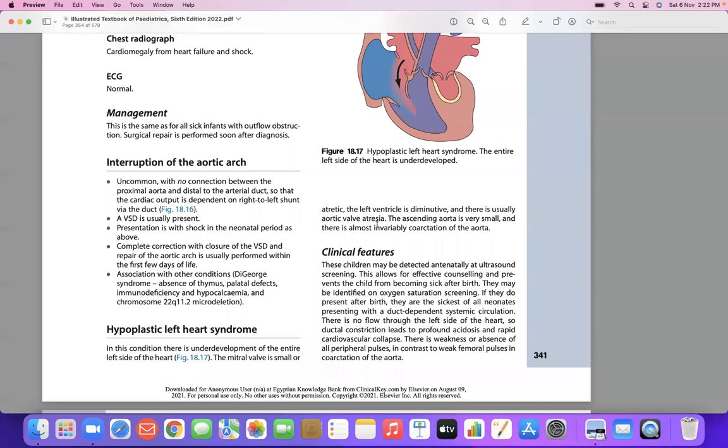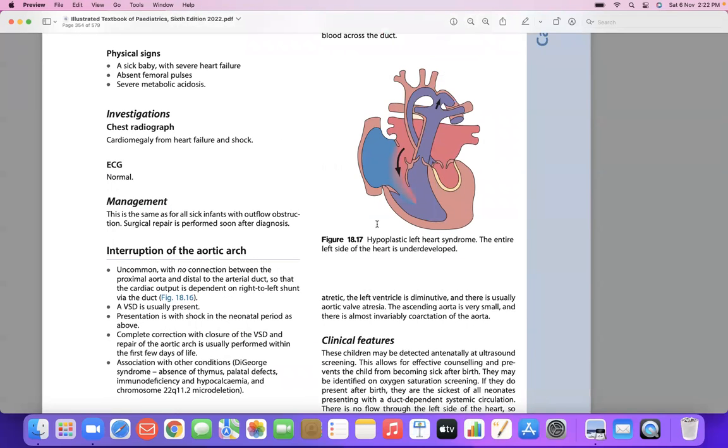There is usually aortic valve atresia, like what was there in the tricuspid atresia. You had the small ventricle and tricuspid. Even here, the aortic valve atresia can be there. The ascending aorta is very small. You can see the ascending aorta is very small. And there is almost invariably coarctation of aorta.